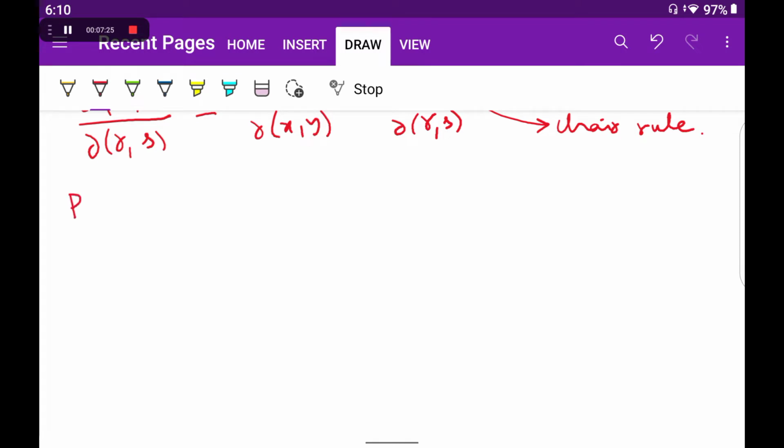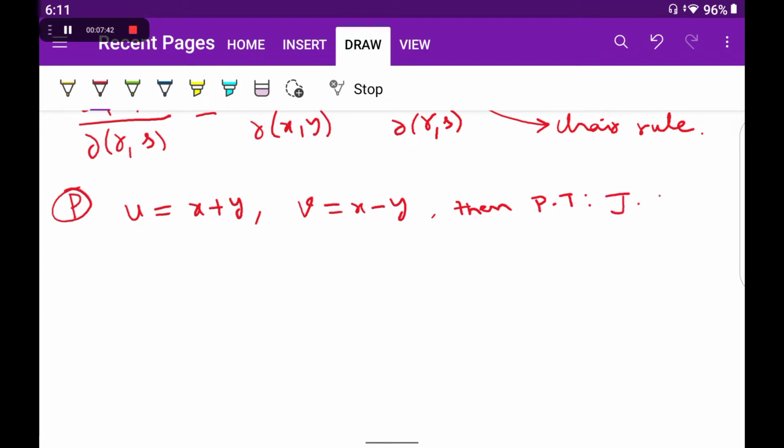Let us take a problem. Suppose u is given as x plus y, v is given as x minus y, then prove that J into J dash equal to 1. So this is the problem. So how to solve this? u is a function of x and y, v is a function of x and y.